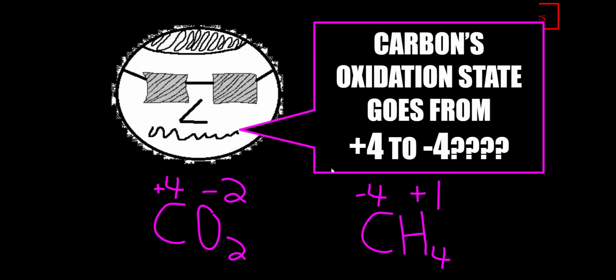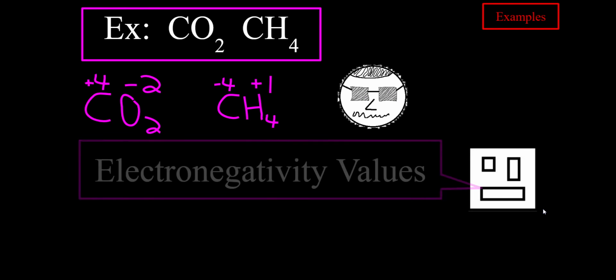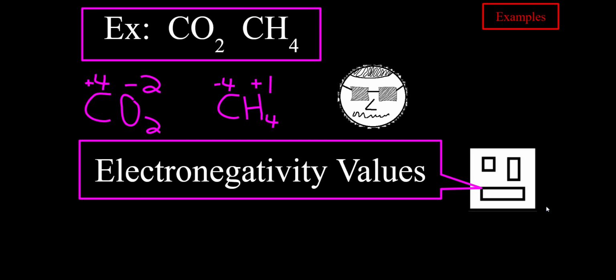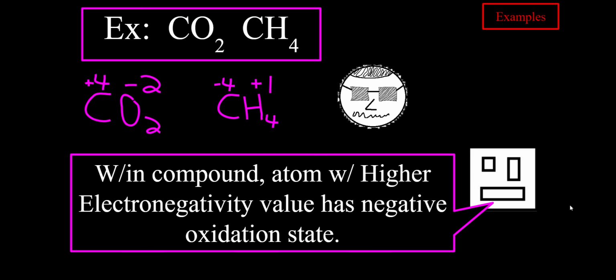Good observation, Angry Larry. How could it go from one to the other? All right. Well, Dr. Square is correct. It has to do with the electronegativity values. And he's saying it correctly here, too. Oxygen's more electronegative than carbon. It's going to be negative. Carbon's more electronegative than hydrogen. It's going to be the negative. All right.